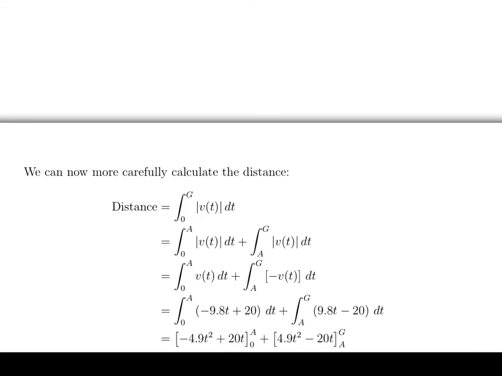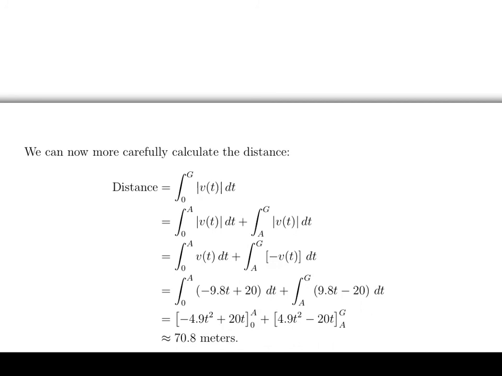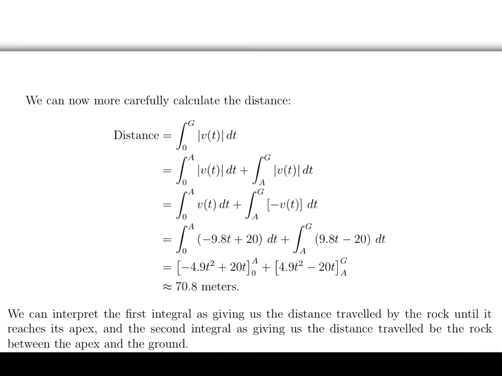Okay, now if you go back, we have values for a and g. We can plug these in and use the evaluation theorem. I went ahead and did all the dirty work for you, and I got just under 71 meters. And that's how far the rock travels, going up and then falling and coming back down and hitting the ground. So again, this first integral represents the distance traveled by the rock until it reaches its apex. The second integral represents the distance traveled by the rock between the apex and the ground.